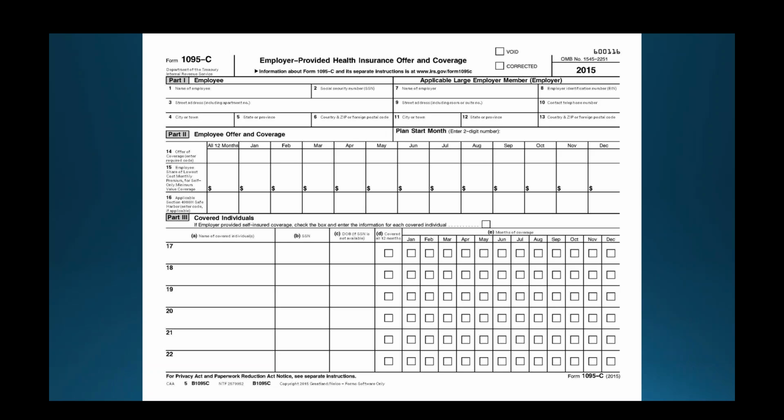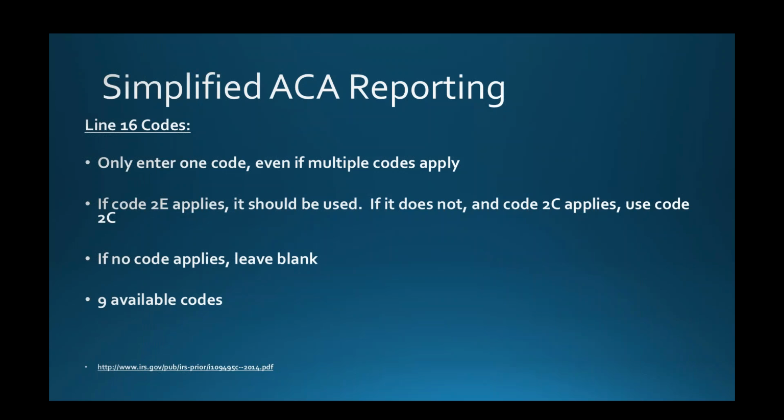All right. The final one talks about the safe harbors we talked about. We're almost done here, and we'll get through and turn it over to Richard here in just a second. Talking about safe harbors. For line 16, only enter one code, even if multiple codes apply. So even if there's a couple different ones that could apply to this, only put one code in this box.